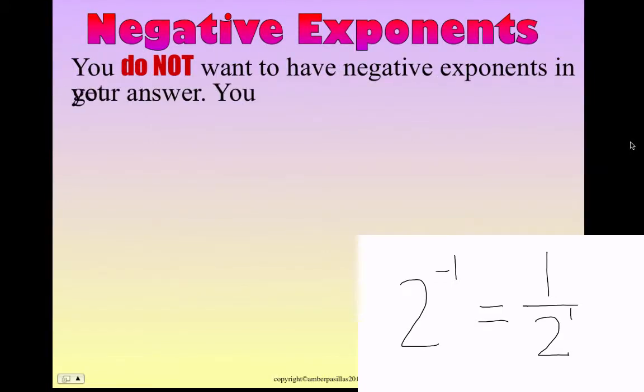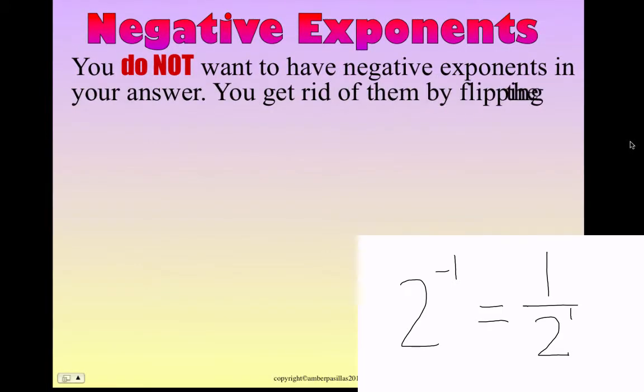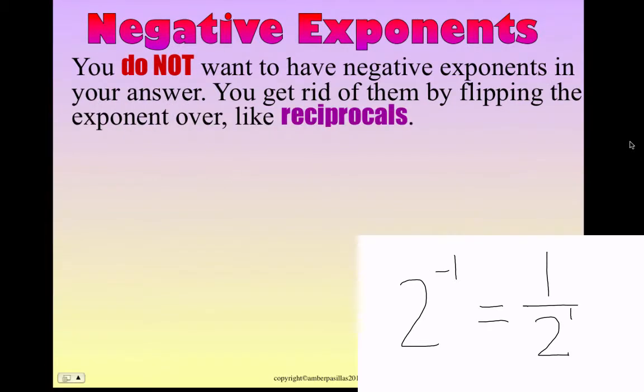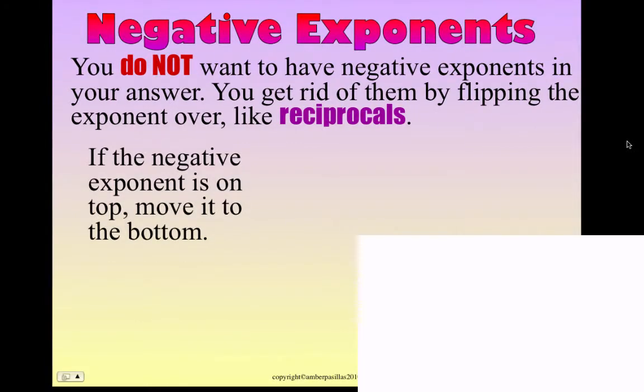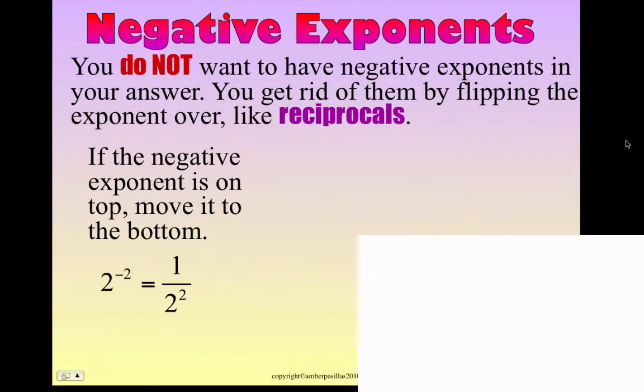This is what I just said. You do not want to have negative exponents in your answer. You get rid of them by flipping the exponent over. Officially, what we are doing is reciprocaling it. If the negative exponent is on the top, you move it to the bottom.